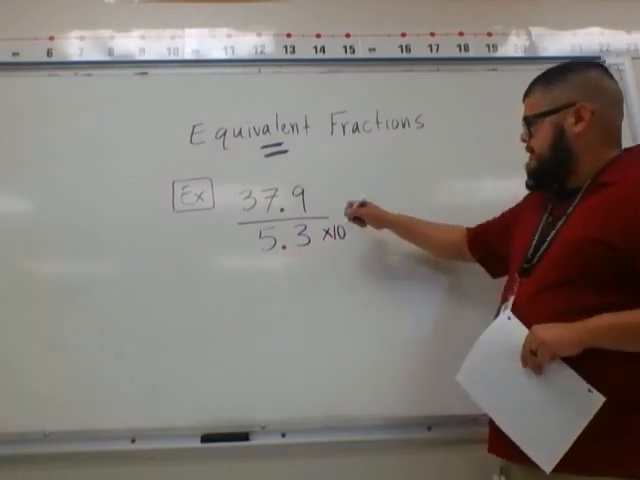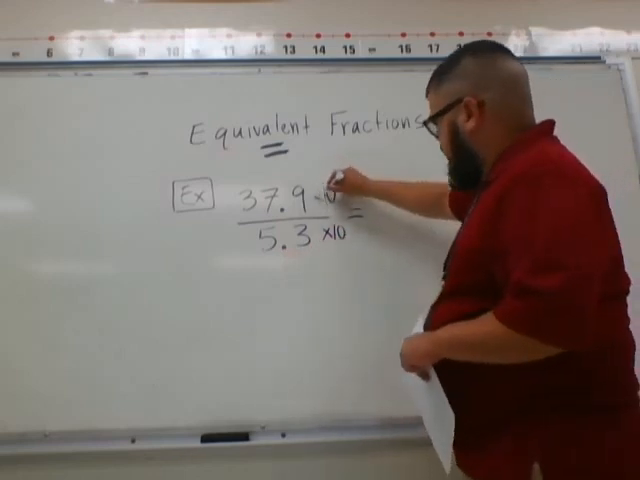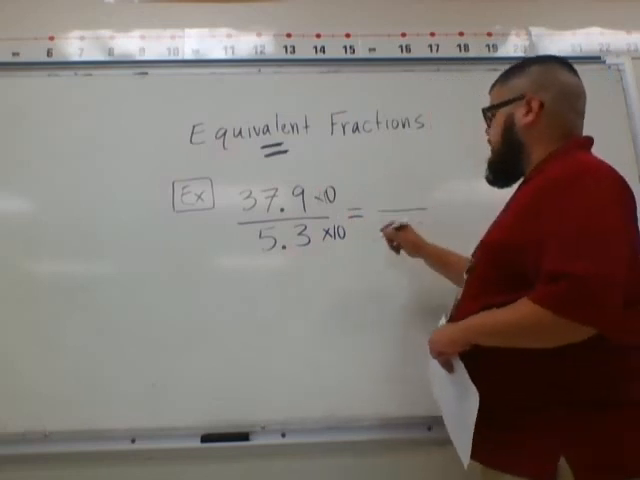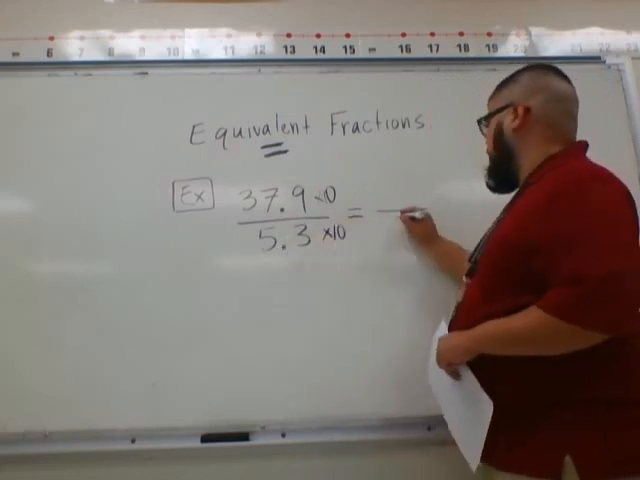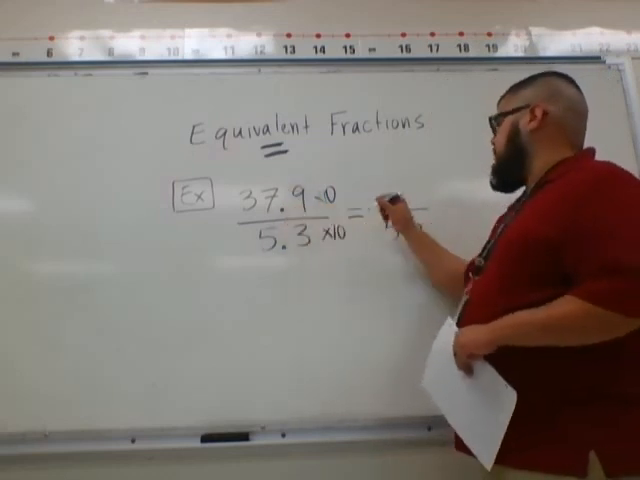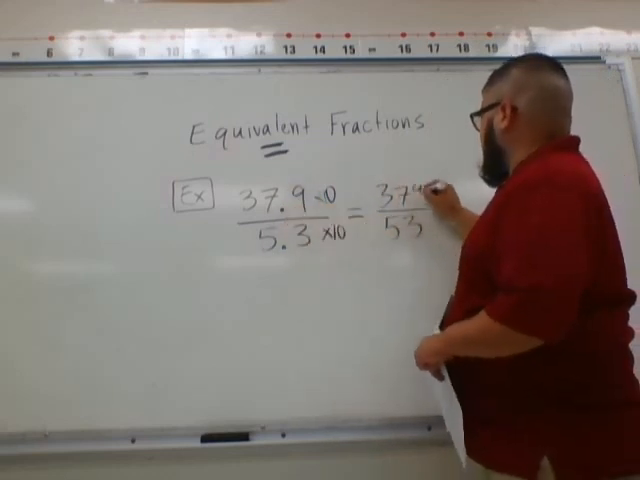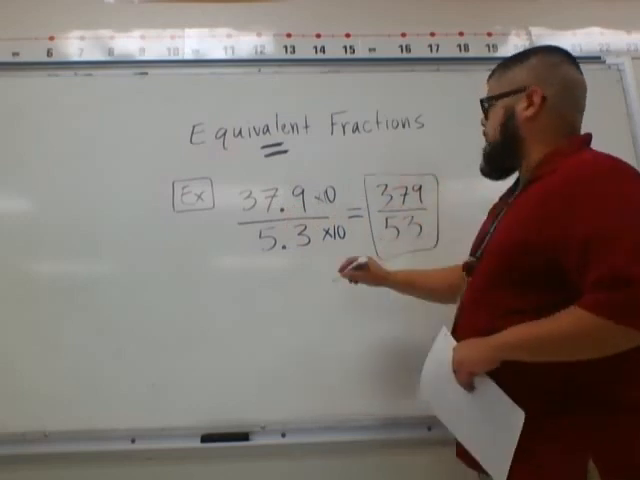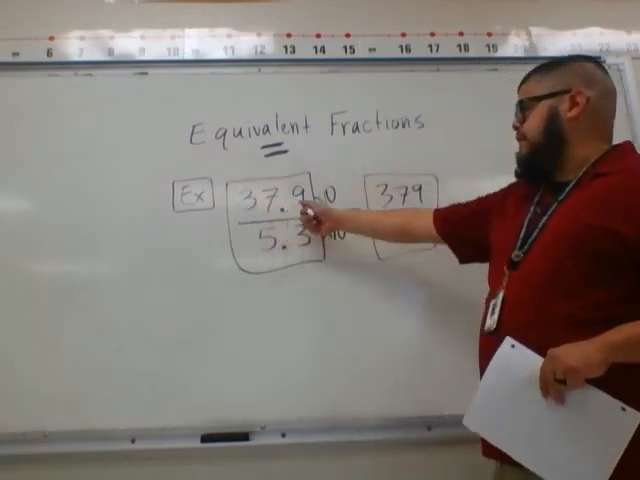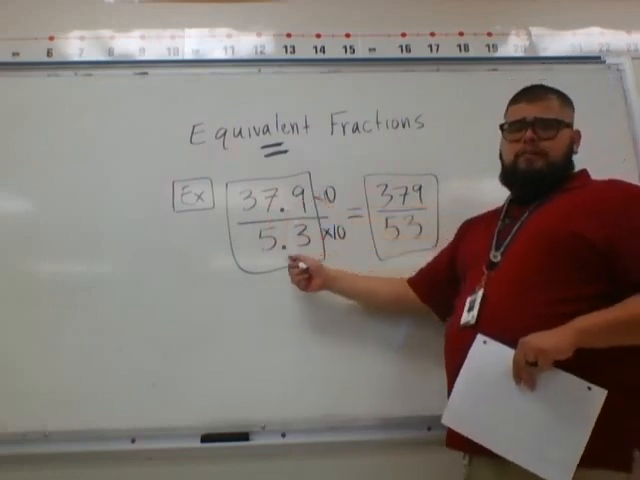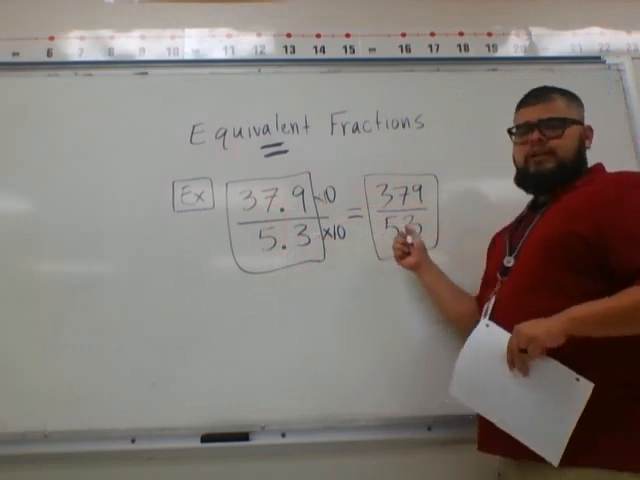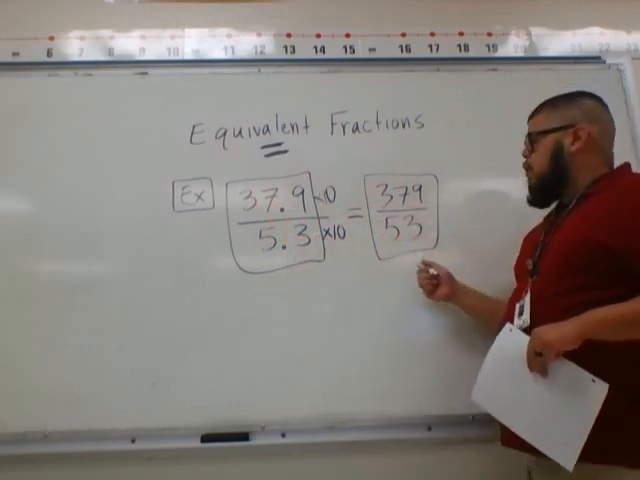So if we multiply the bottom by 10, we got to multiply the top by 10 without changing our fraction, right? And so what we're going to end up with is 5.3 times 10. We're going to end up with 53, and 37.9, we're going to end up with 379 as our numerator. And so this is our equivalent fraction to this right here. Okay, so we start off with 37 and 9/10 in the numerator, 5 and 3/10 in the denominator, and then when we created our equivalent fraction, we ended up with 379 over 53.